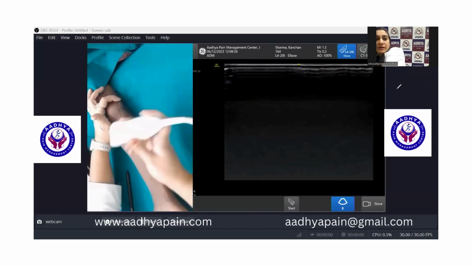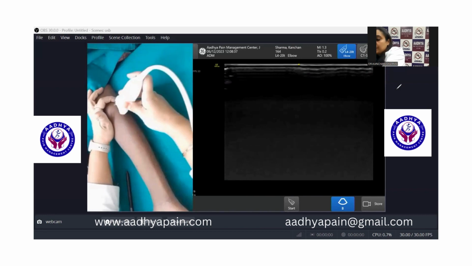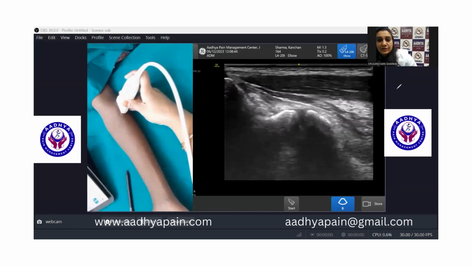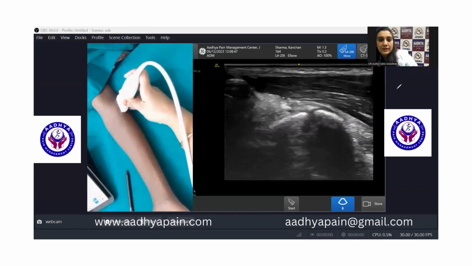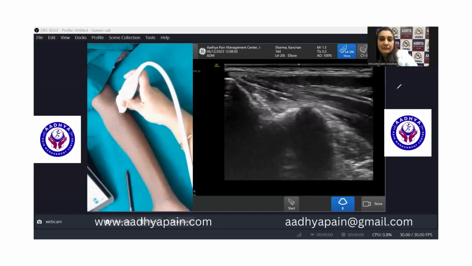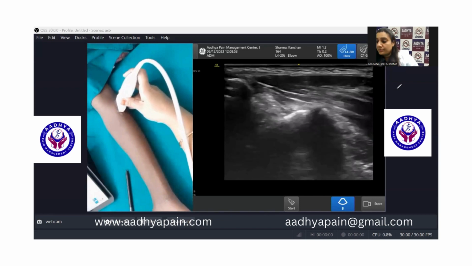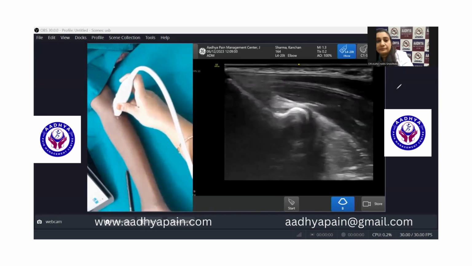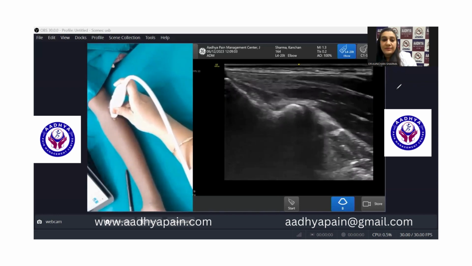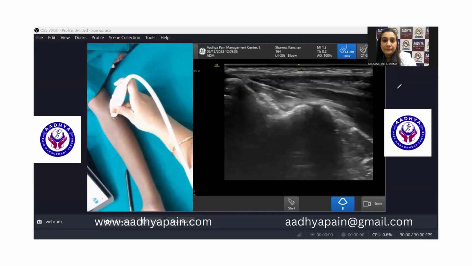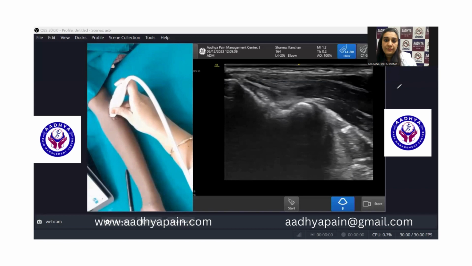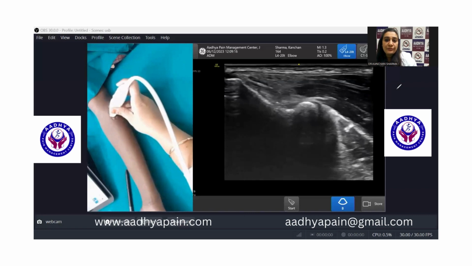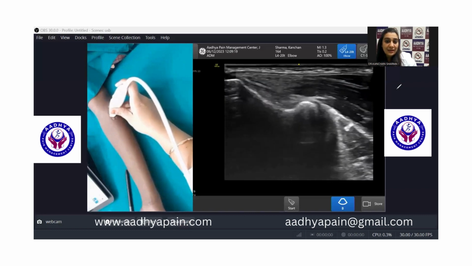So again, my finger is over the medial epicondyle. I'm putting my probe in a craniocaudal direction, and I'll now remove my finger, going a little more cranial. And now I'll be tilting the caudal end of my probe. So I've started tilting. You see that now the tendinous portion which you are seeing has started increasing.